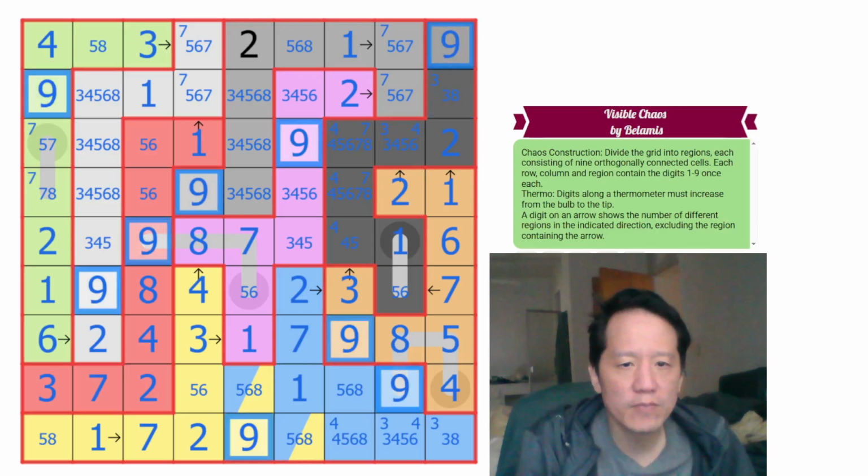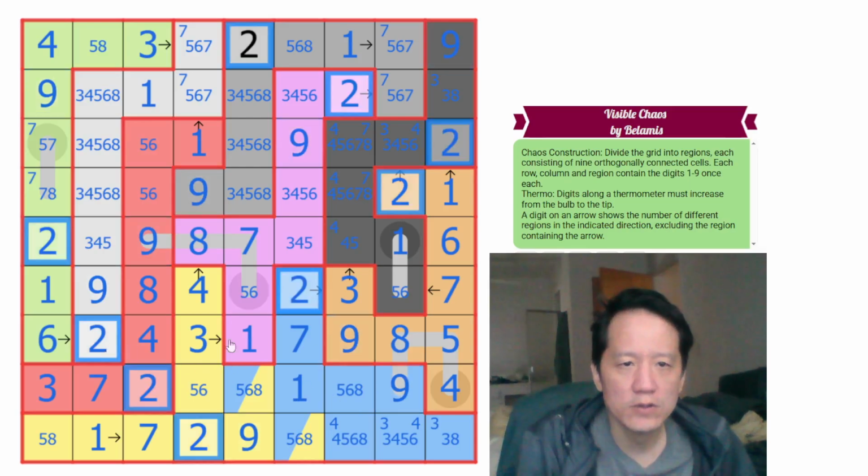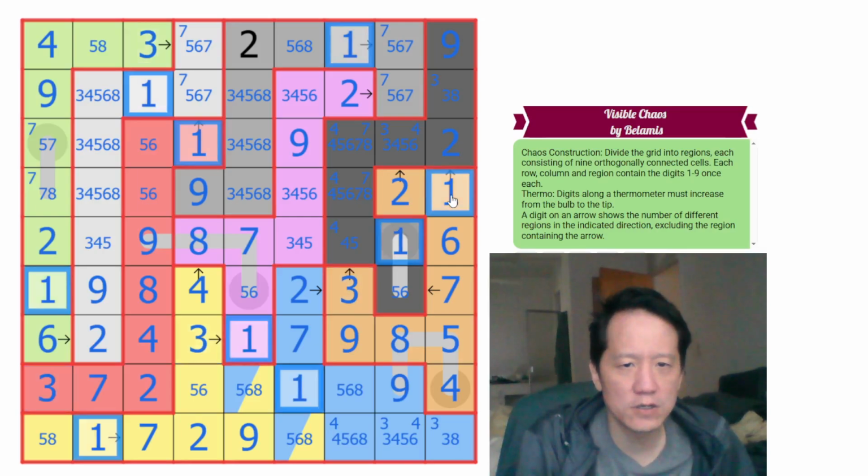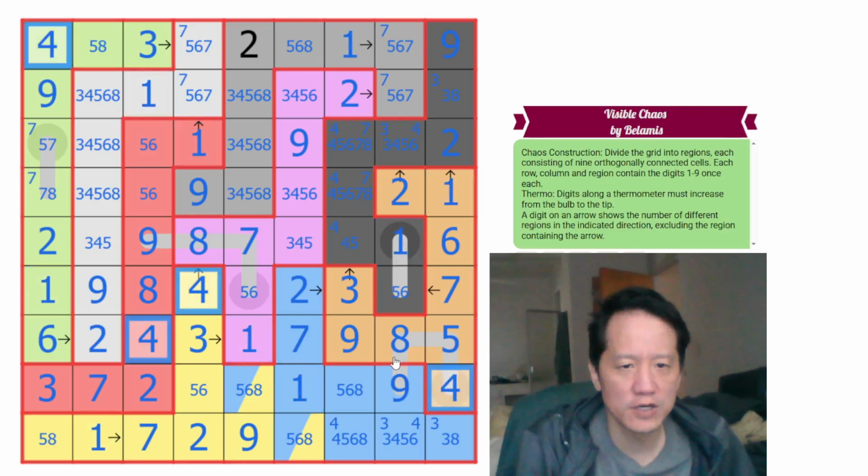I think that's all the 9s now. Yeah. 2s are all done also. 3s are not close to done. 1s are all done. 4s are not close to done. 5s are not. 6s are not. 8s are not close to done.